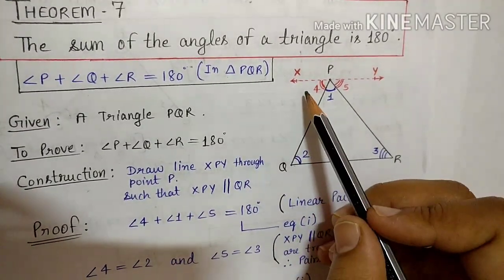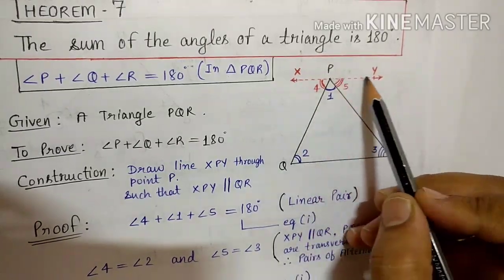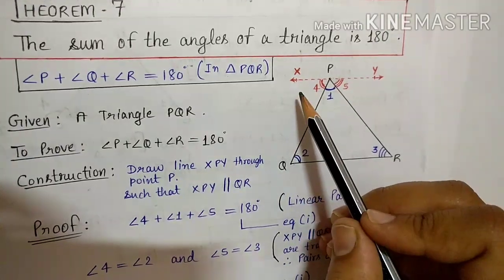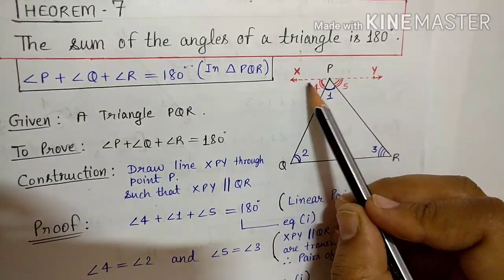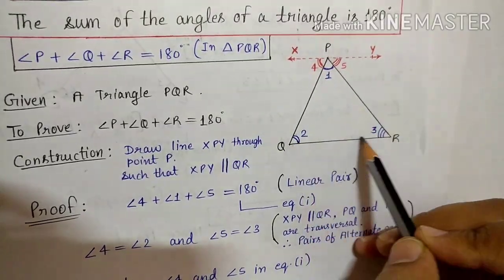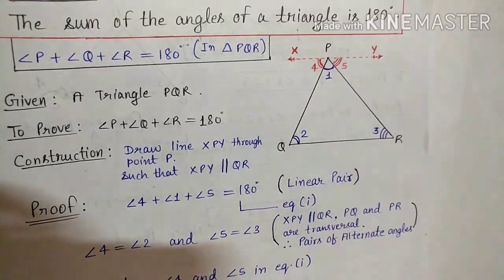So we have done one construction: we have drawn a line XY which is going through point P, such that XPY is parallel to QR. XPY is parallel to QR. Okay, now let's start our proof.